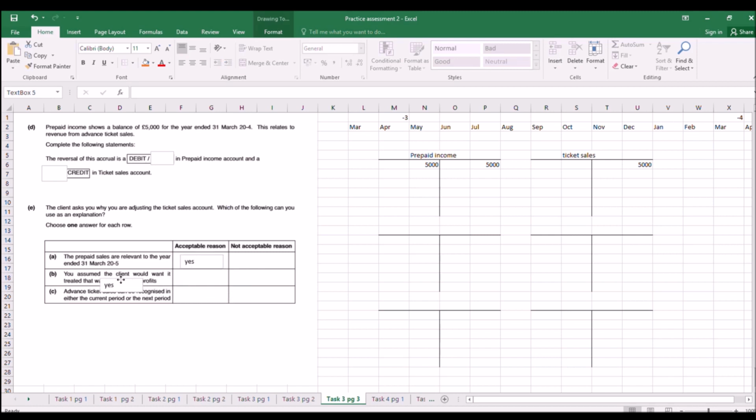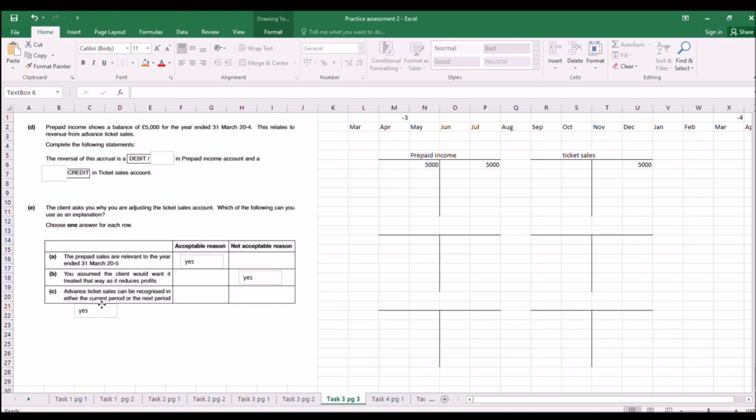You assume the client, right, so if you see the words assumed in there, though, assume usually makes an ass out of you and me. So you assumed the client would want this as a way of reducing profits. Though, you know, that's just manipulation of the accounts. So that's not an acceptable reason. Let's see what the last one is.